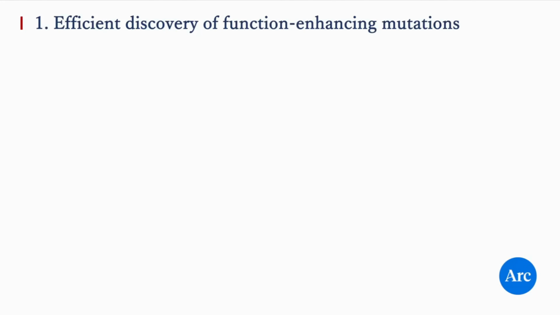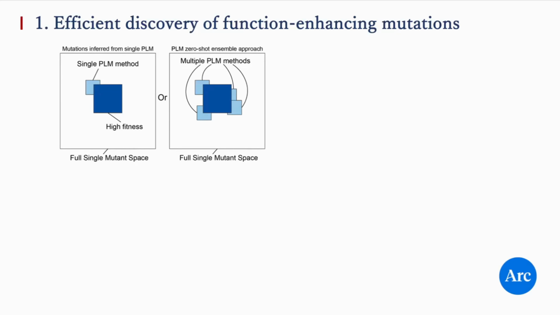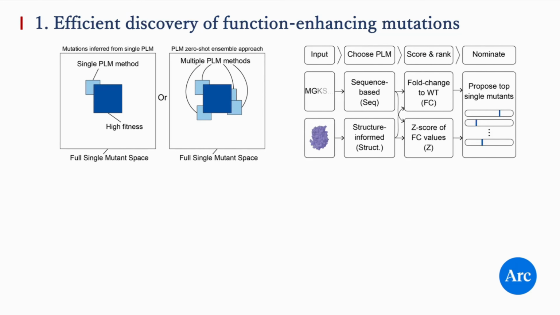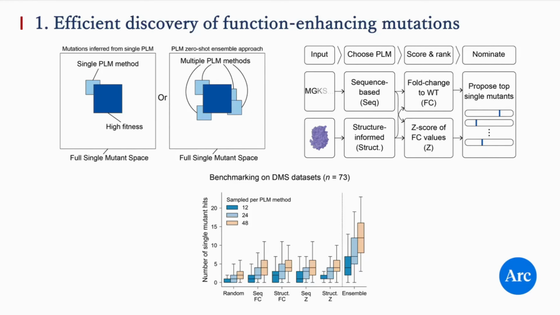To enable efficient discovery of function-enhancing mutations, we drew inspiration from zero-shot methods with protein language models. We reasoned that by combining several protein language model zero-shot methods, we could increase the discovery rate of function-enhancing mutations. We developed an ensemble approach that combines both sequence-based and structure-informed protein language models and scores mutations with 2 different metrics. For each combination of model and scoring method, we then nominated a set of mutations to experimentally test. Through computational benchmarking, we showed that with the ensemble approach, we improved the discovery rate of fitness-enhancing mutations, on average, by 3-fold across different sampling sizes.